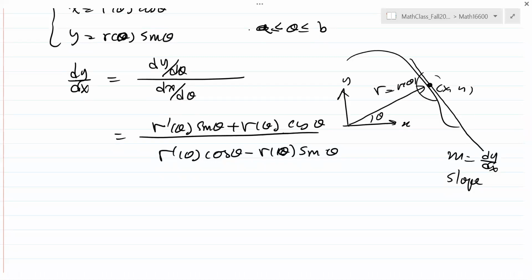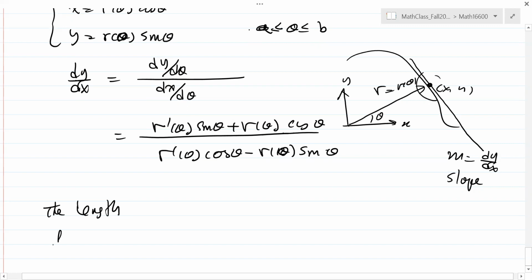So if you are given the polar equations, you can get the parametric equations in theta for the curve. Then you can find the slope of the tangent line. But I'm more interested in the length, right? Remember the length.